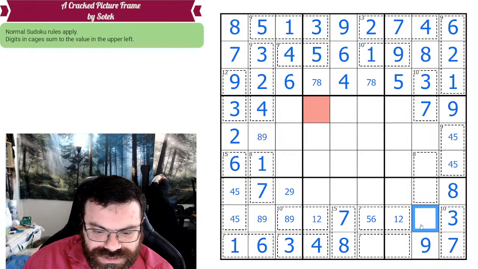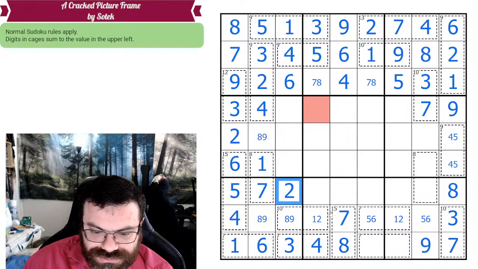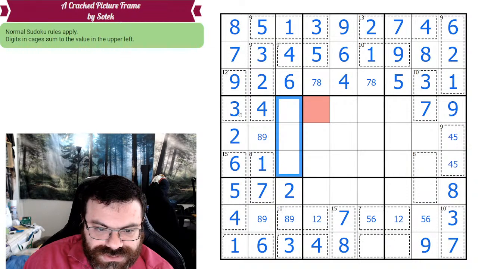We have 1, 2, 3. We need 4, 5, 6. Can't be a 4. 5, 6 pair means that's 4 and 5. That's a 2. 1, 2, 3, 4. We need 5, 8, 9 here. Oh, and one more. 7. It's not a 7 or a 9.